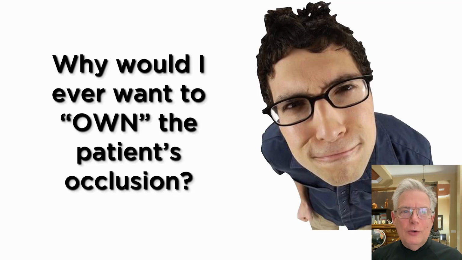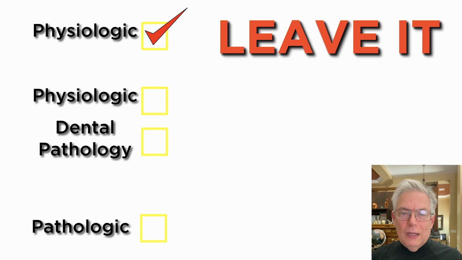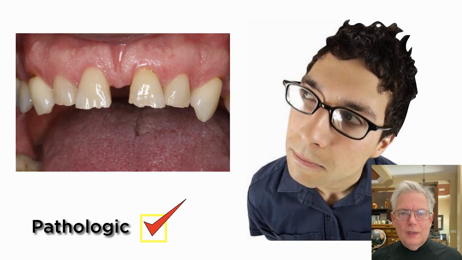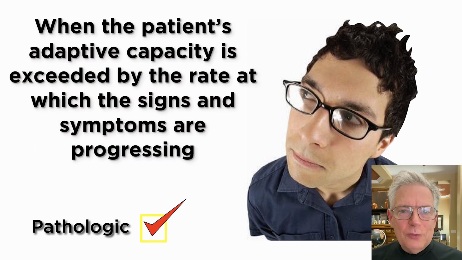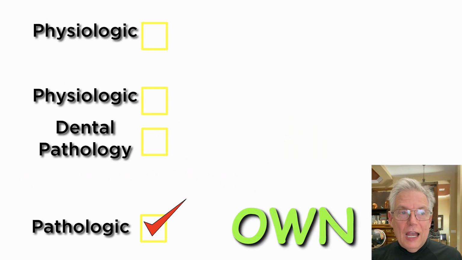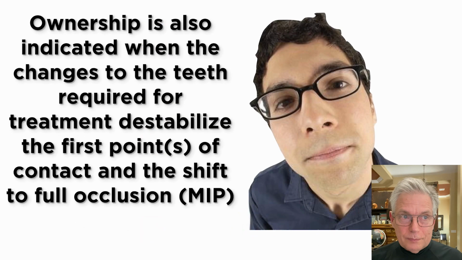Now, why would I ever want to own the patient's occlusion? Well, if it's physiologic, let's leave it. Okay, if it's pathologic, I can't. Some occlusions require dentist direction. Those are the pathologic ones. That's when the patient's adaptive capacity is exceeded by the rate at which the signs and symptoms are progressing, and the patient is ready, because they have to be ready for it. I need to own it because it ain't working.